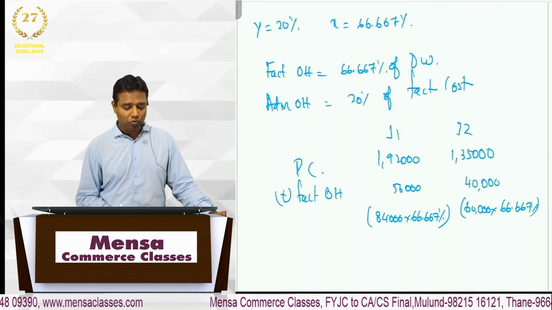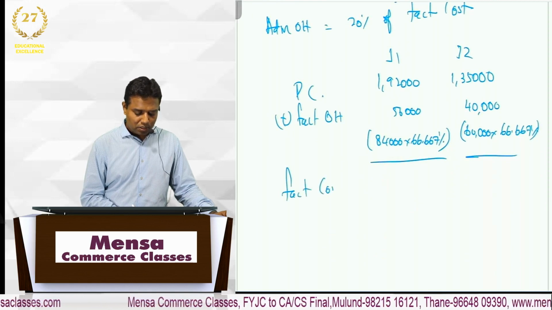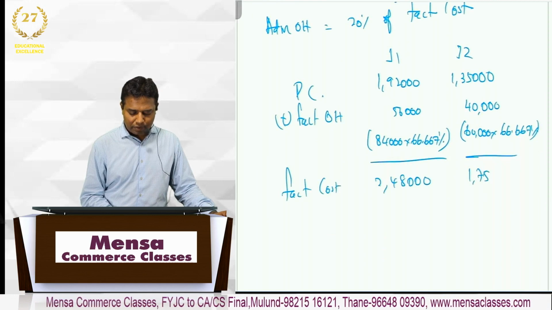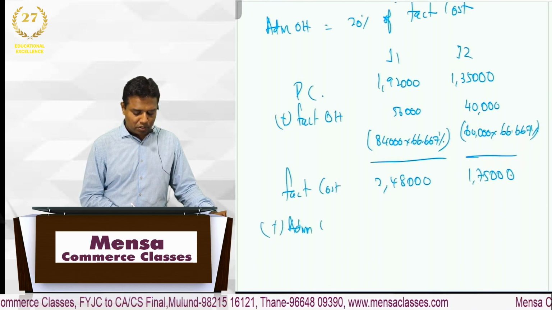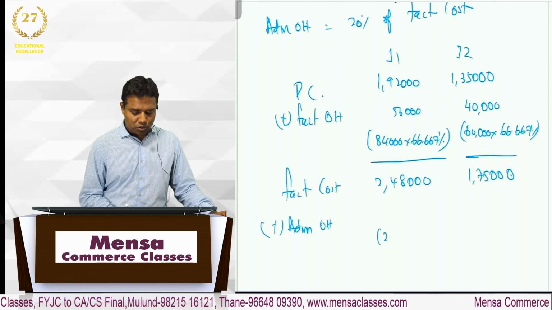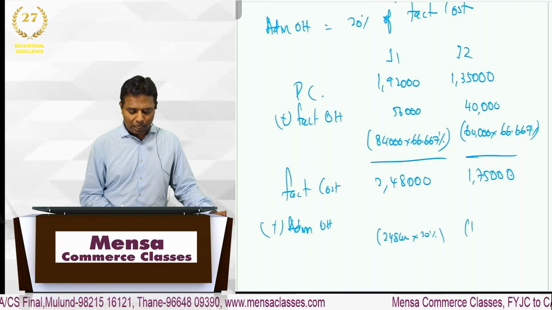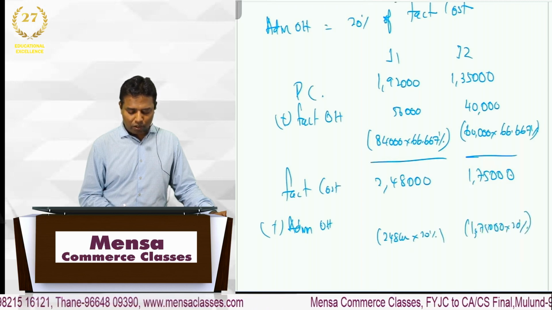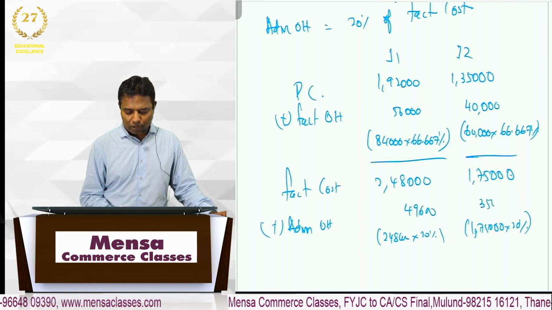Correct? There is 2/3, no, 40,000. This will give me my factory cost. So factory cost will come to 2,48,000 and 1,75,000. Now I'll get the admin overheads, which is 20%. So 2,48,000 into 20% and 1,75,000 into 20%. You will get your admin overheads, which will come to 49,600 and 35,000.